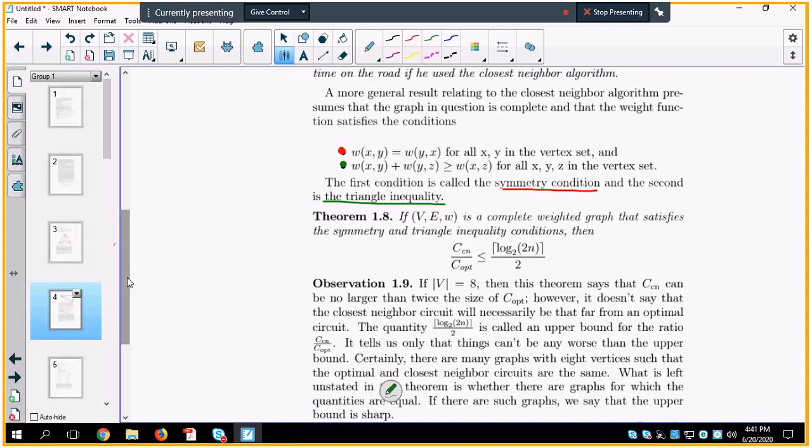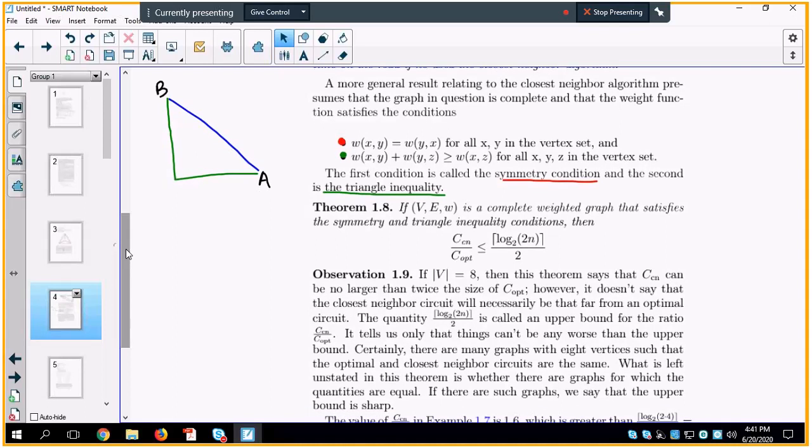If you haven't seen the triangle inequality before, it's just saying that something like this plus this should be longer than the straight across path, right? We know that the shortest path from point A to point B should be the straight path. So that's all the triangle inequality says, and that's the second condition there. So this theorem that we're about to present is assuming that these two things are true.